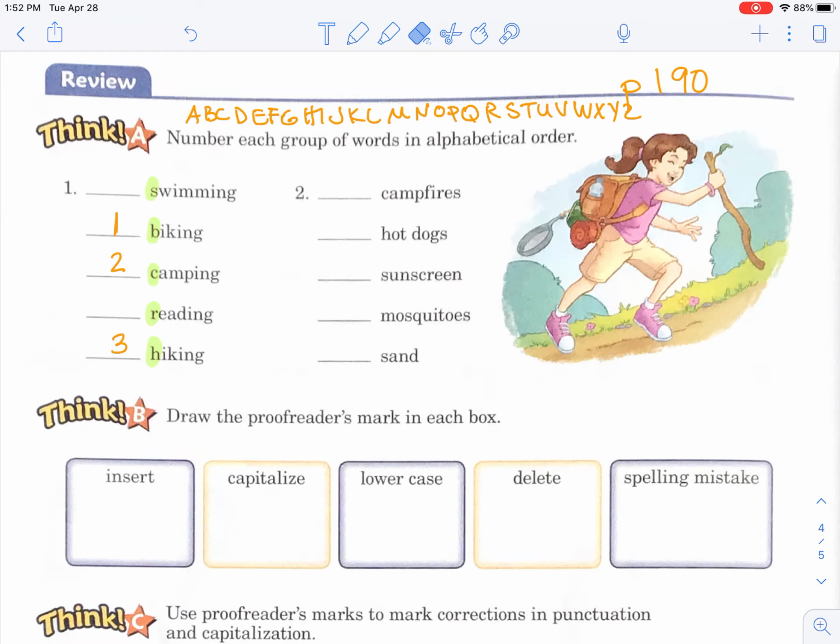Let's start back at H. H, I, J, K, L, M, N, O, P, Q, R. There it is. R. S, T, U, Q, R, S. There it is. T, U, V, W, X, Y, Z.